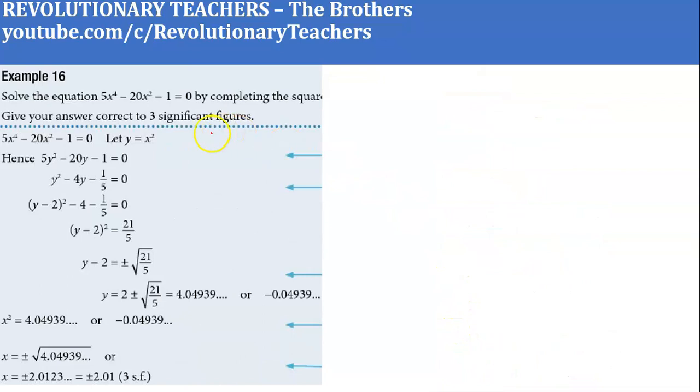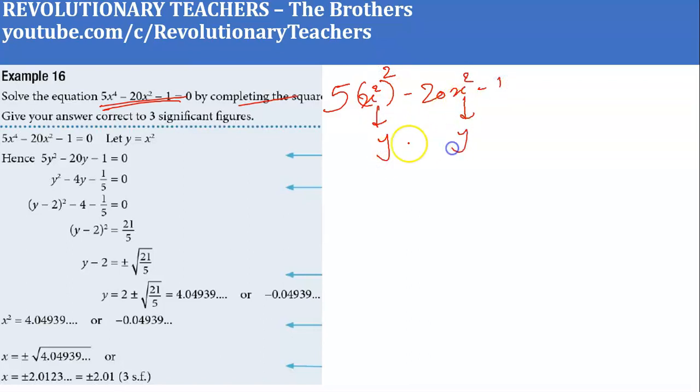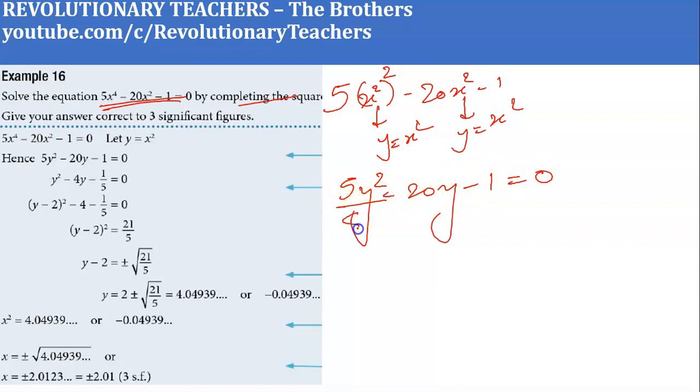Let us move ahead. Over here, you have this equation to solve by the method of completing the square. So you will treat this as 5x to the power 4 minus 20x square minus 1. Consider this x square as y. So you will have 5y square minus 20y minus 1. Now, for the method of completing the square, the coefficient of y square must be 1. So you will divide by 5. So finally you will have y square minus 4y minus 1 by 5.